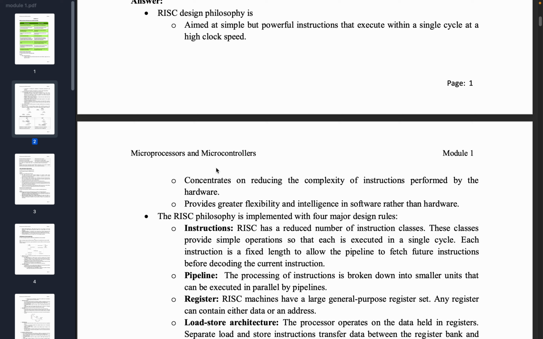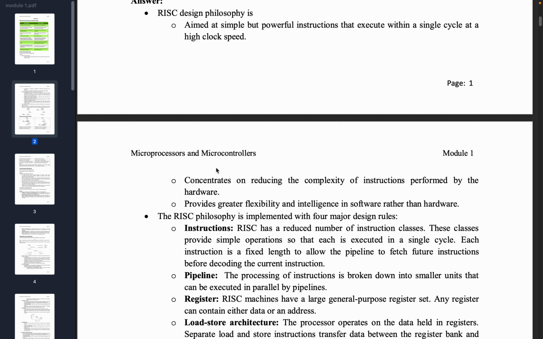The instructions used in RISC reduce the number of instruction classes. These classes provide simple operations, each executed in a single cycle. Each instruction is of fixed length, which allows the pipeline to fetch future instructions before decoding the current instruction. So what does RISC mean? It means reducing the number of instruction classes, which provide simple operations so that each is executed in a single cycle.